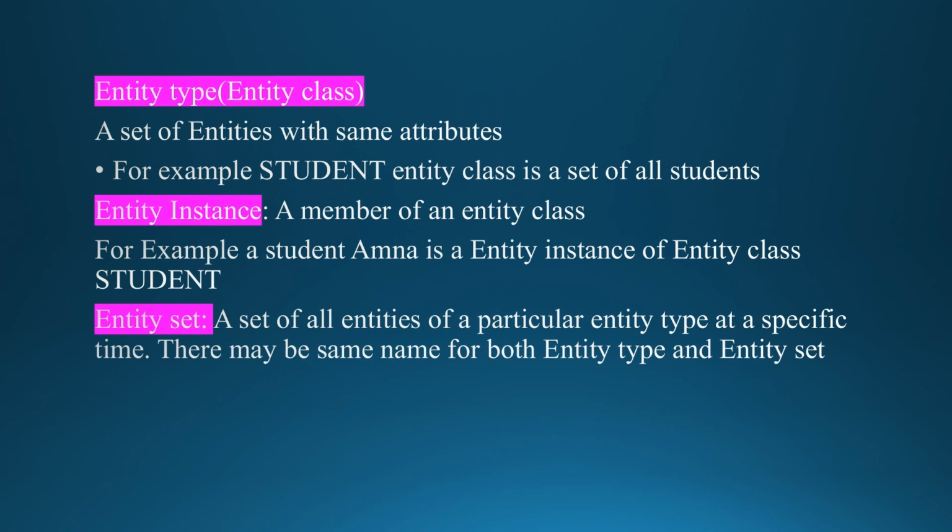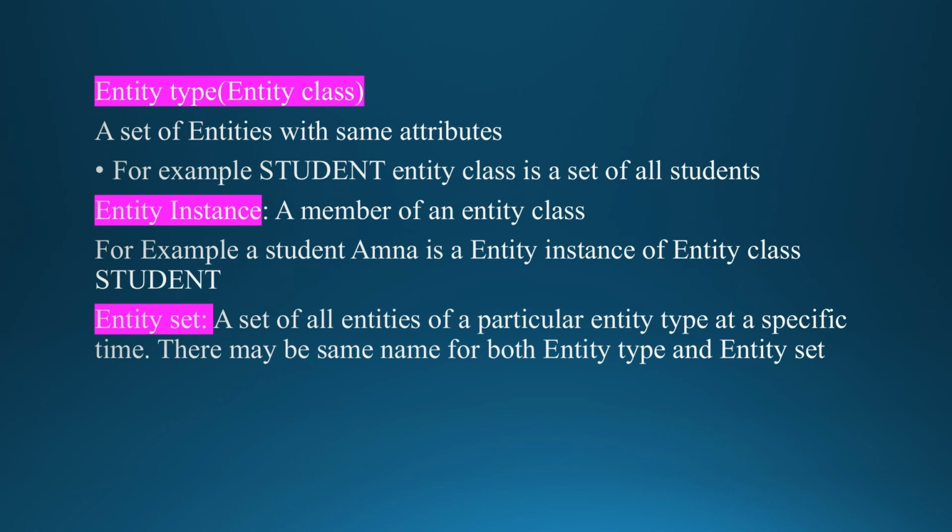Entity is represented by a rectangle. Next we see entity type. Basically, there are three terms associated with entity. First is entity type. Entity type is also called entity class. A set of entities with the same attributes is called entity class.